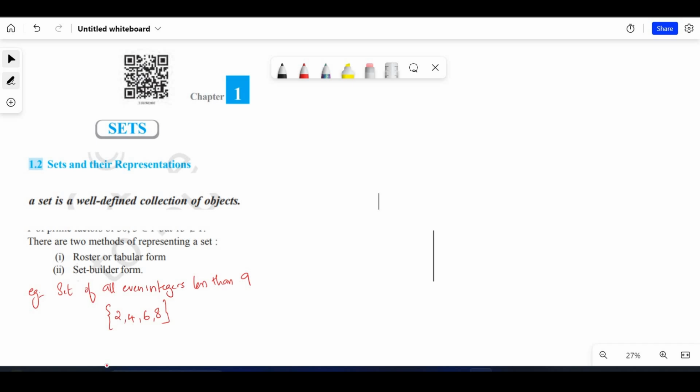Okay, so let's take another example. The set of all vowels in the English alphabet.